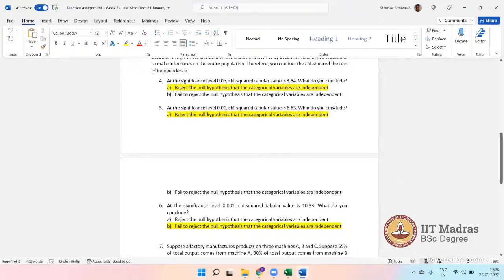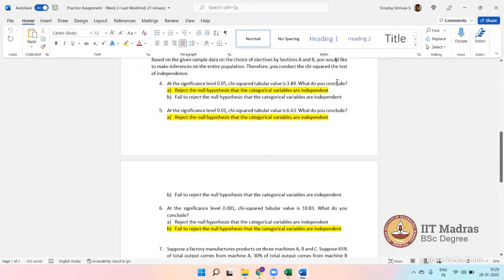Okay. Making sense? Yes, sir. Like in the given question, if you see question number 4, it says at the significance level, that is alpha, if I'm right. Alpha is 0.05 and the chi-squared value is given as 3.84. So the p-value will be 3.84. No. Okay. P-value is nowhere to be seen in this question. P-value will always be a number less than or equal to 1.